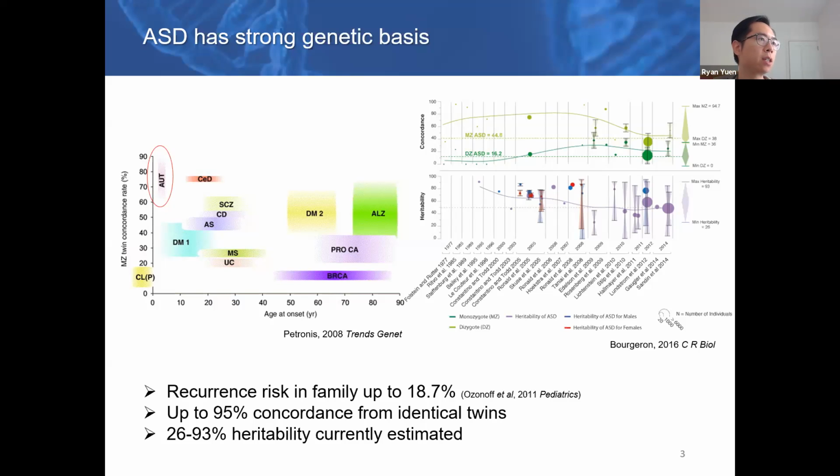On the right-hand side, you can see the concordance rate varies throughout years, from 1977 to more recently 2014. It varies a bit, but the consistent message is that the concordance rate in monozygotic twins is always higher than the dizygotic twins. So the estimated heritability would range around 26% to 93%. Regardless of the changes, one message is really outstanding, which is the strong genetic basis.